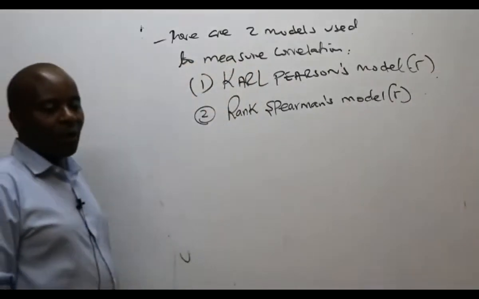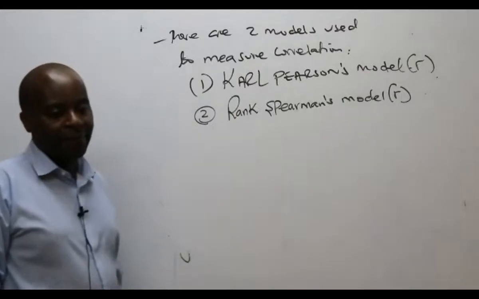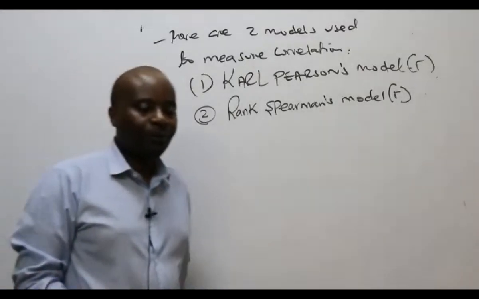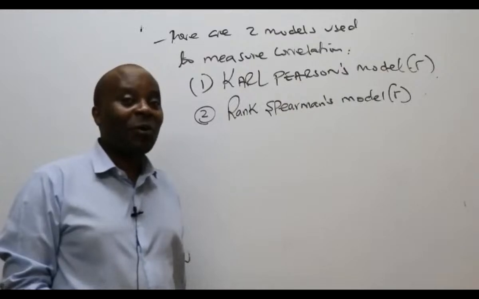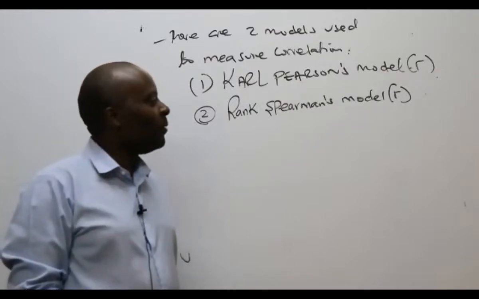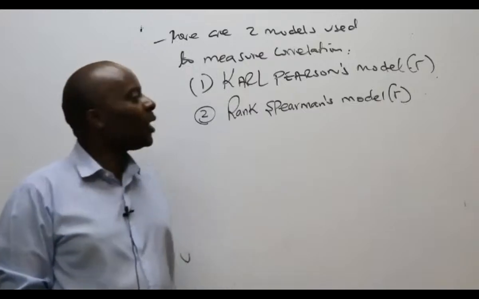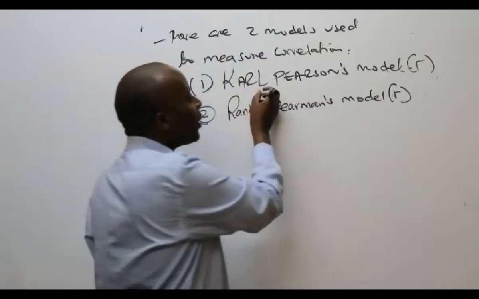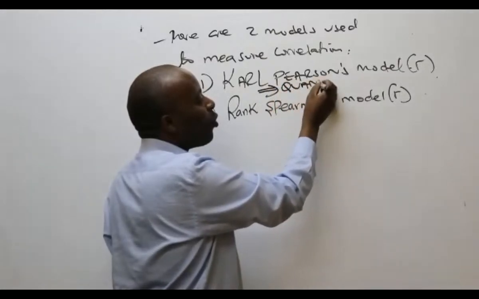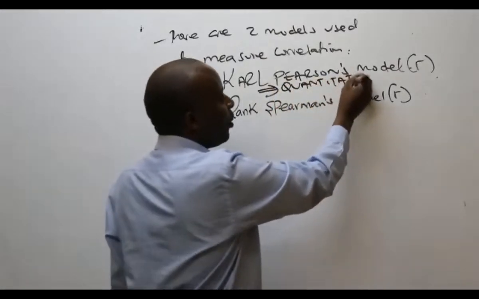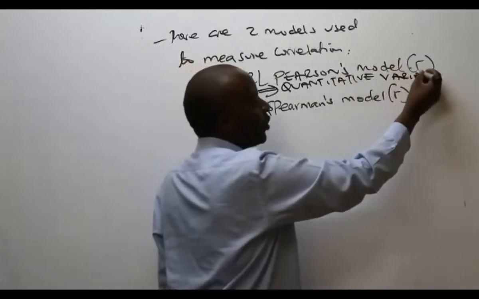Both of them are denoted with what here? With R. Both of them are denoted with R. And if you look at your past papers, in most cases, you'll be told to differentiate between these two correlation measures. Ladies and gentlemen, we normally use Karl Pearson's model whenever the variables that we have are quantitative in nature.